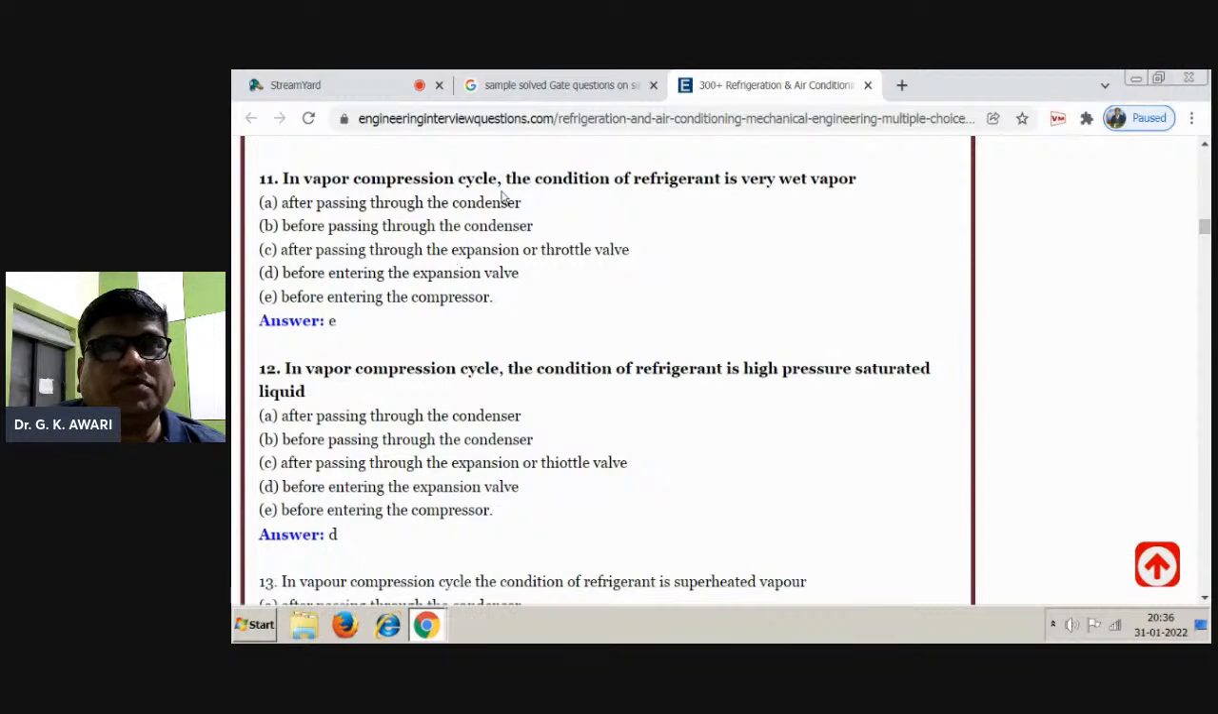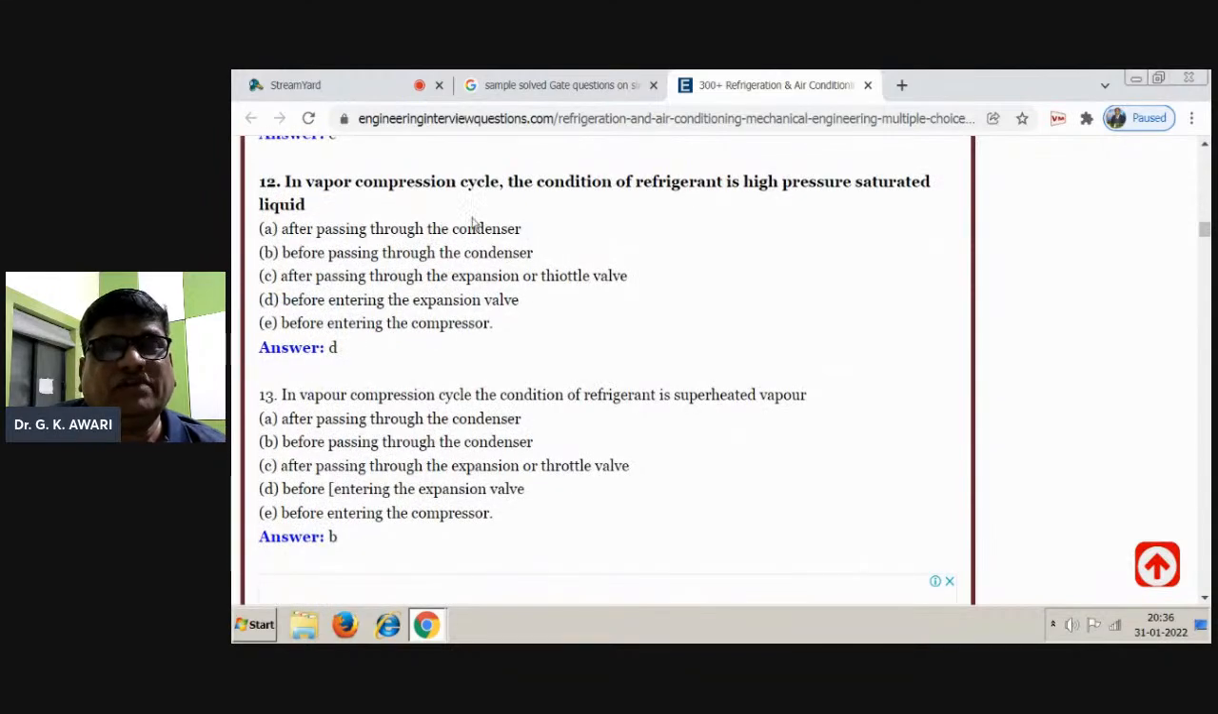So in a vapor compression cycle, the condition of refrigerant is very wet vapor. So wet vapors are there basically before entering the compressor. In a vapor compression cycle, the condition of refrigerant is high pressure saturated liquid, that is before entering the expansion valve.